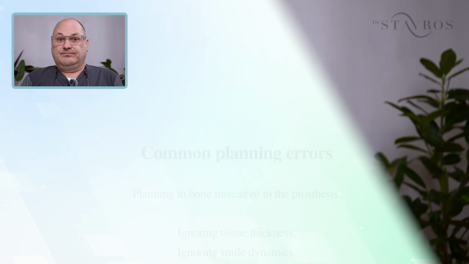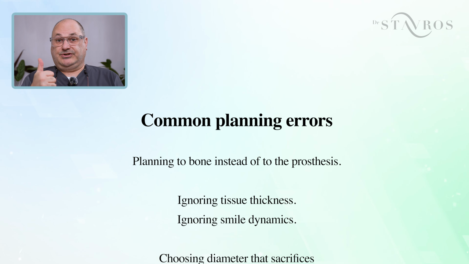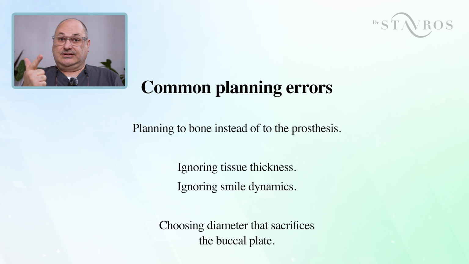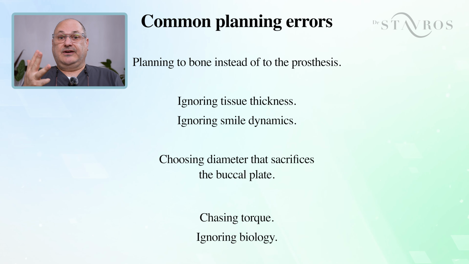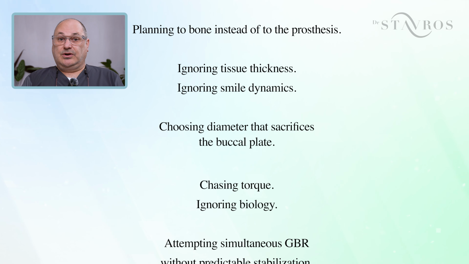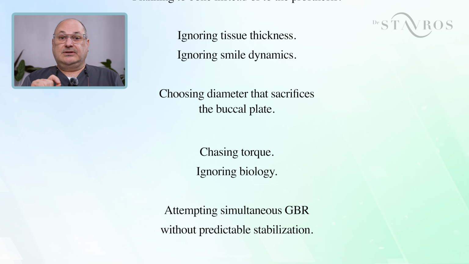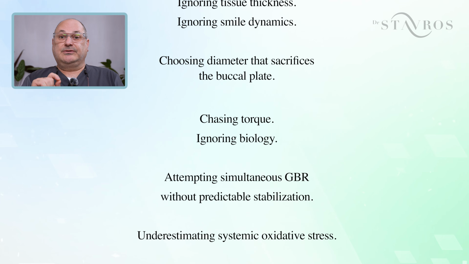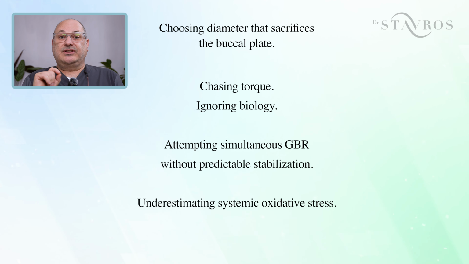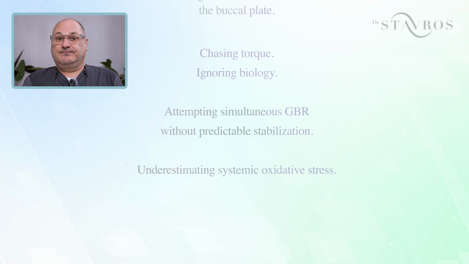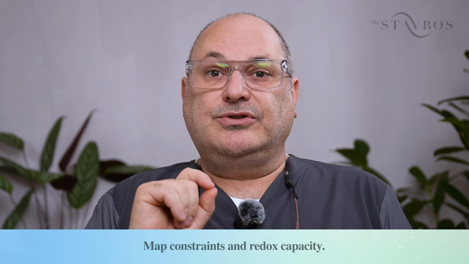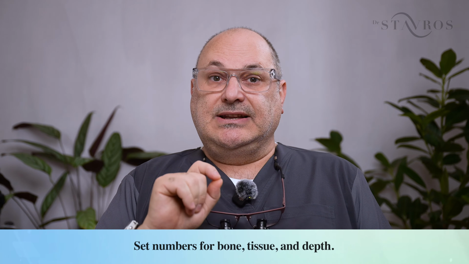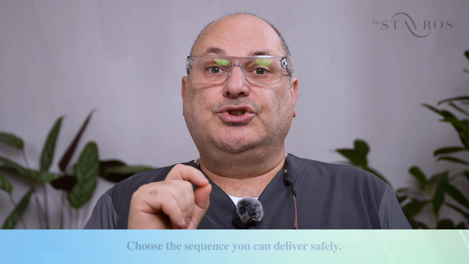Some common planning errors. Planning to bone instead of to the prosthesis. Ignoring tissue thickness. Ignoring smile dynamics. Choosing diameter that sacrifices the buccal plate. Chasing torque. Ignoring biology. Attempting simultaneous GBR without predictable stabilization of your implants. Underestimating systemic oxidative stress. So, my message is plan the restoration first. Map constraints and redox capacity. Set numbers for bone, tissue, and depth. Choose the sequence you can deliver safely and then operate.